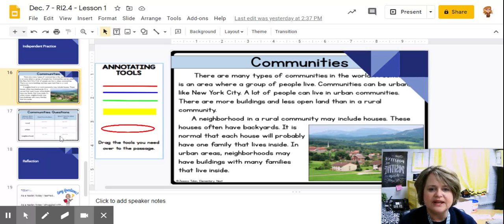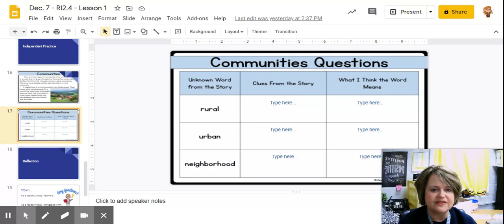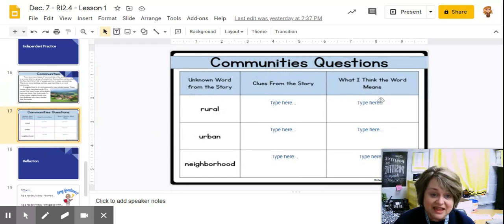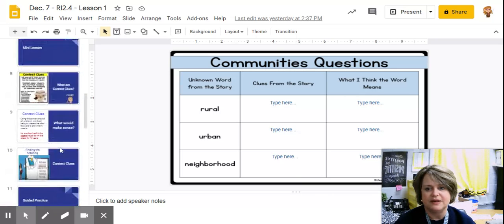Now, when it says clues from the story, that's where you're going to actually type what the sentence says. Specifically, what does the sentence say in the passage that helps you figure it out? And then in your own words, you're going to tell me what it means. So what does the sentence actually say that includes the word rural? And then what does it mean? And then urban, write the sentence that the word urban is in. Tell me what it means. Neighborhood, type the sentence that neighborhood is in. Tell me what it means. Okay, so that is for your independent practice today.